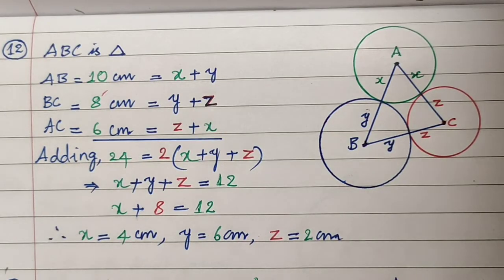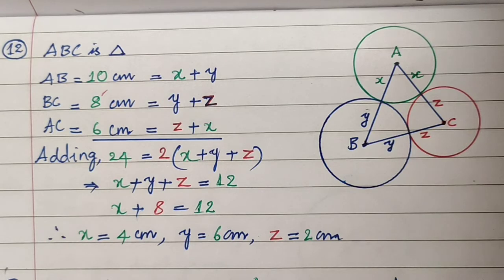ABC is a triangle with AB equal to 10 centimeters, BC equal to 8 centimeters, AC equal to 6 centimeters. Three circles are drawn touching each other with vertices as their centers. Find the radii of the three circles.